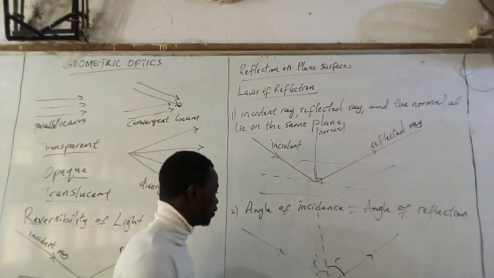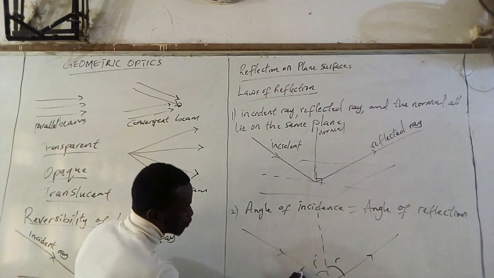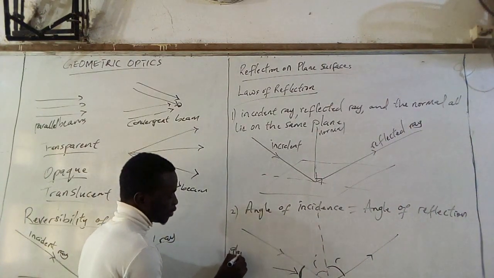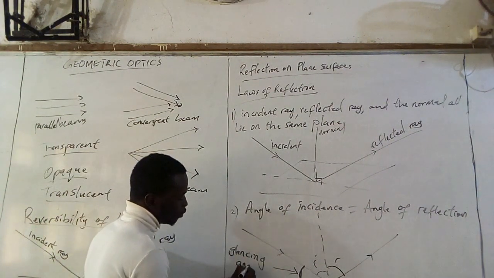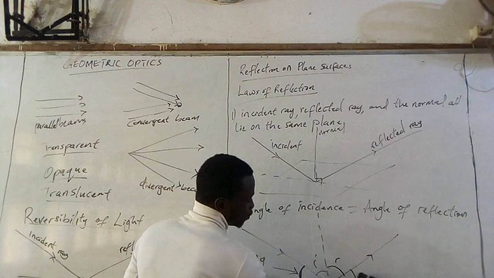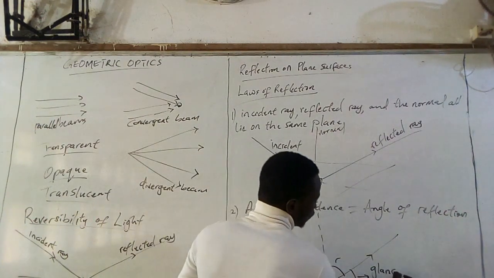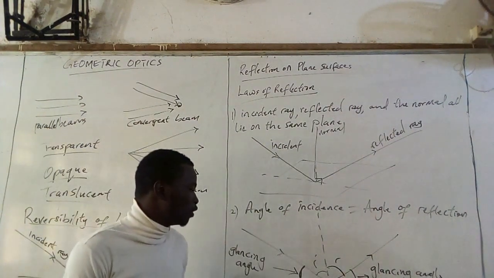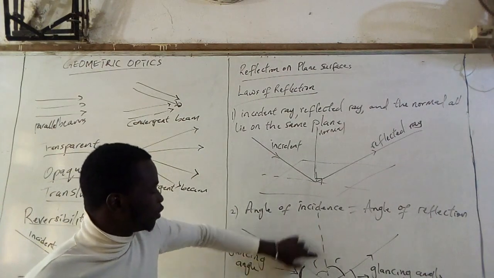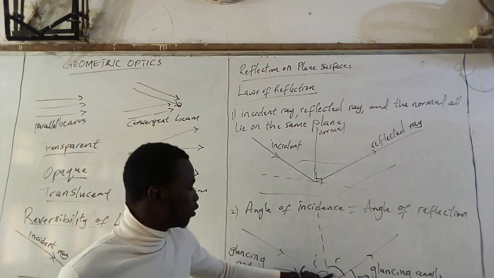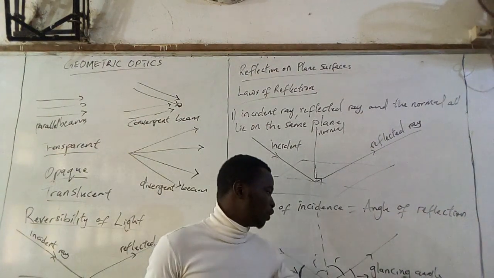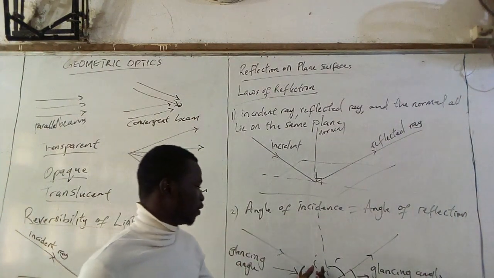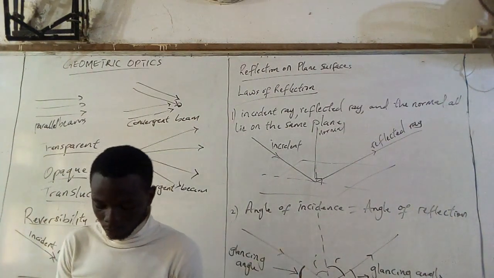Now, if you notice, this also forms an angle with the surface. So we call this particular angle the glancing angle. This one is also called the glancing angle. So on this plane, we have the glancing angle, we have the angle of incidence, we have the angle of reflection, and closing it with the glancing angle. So the second law, you just say that i is equal to r.